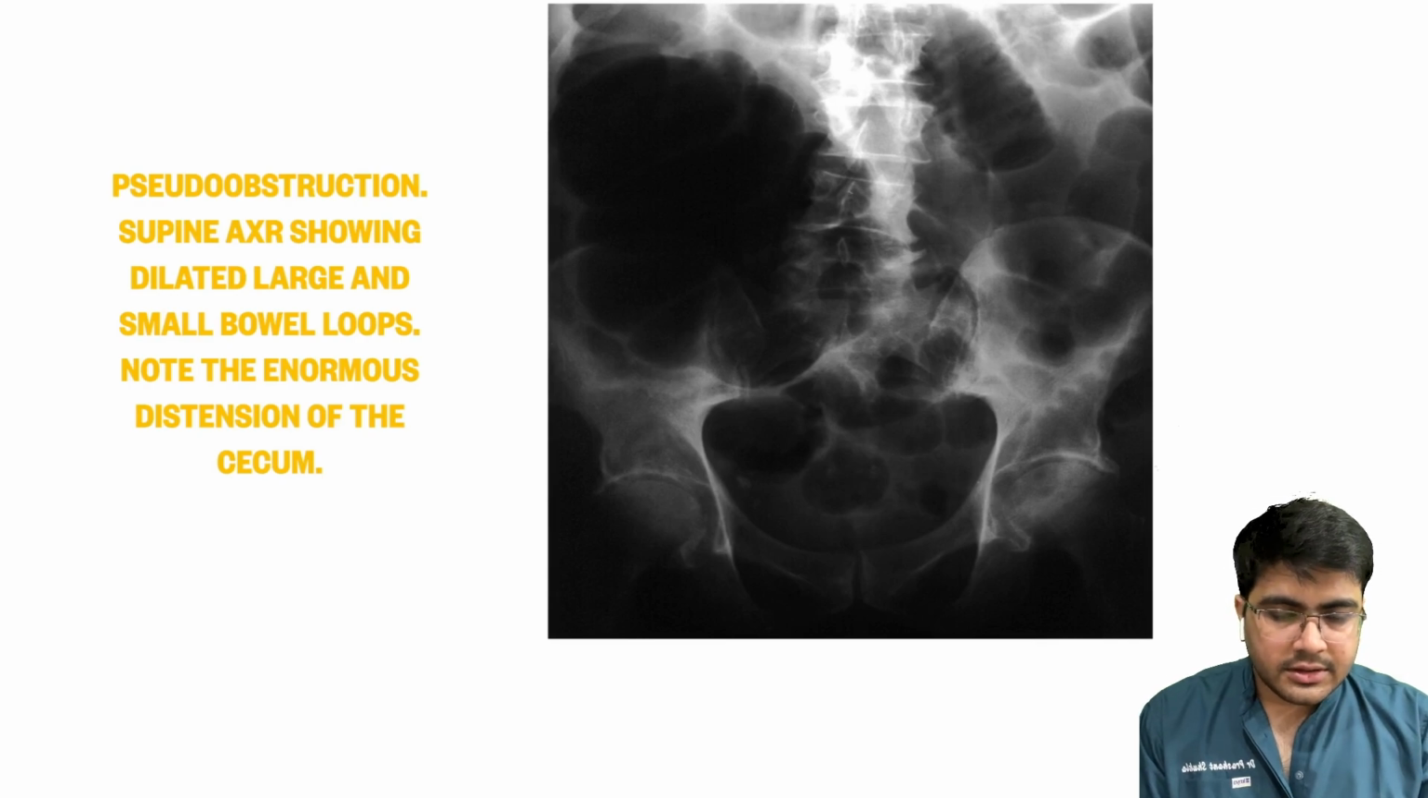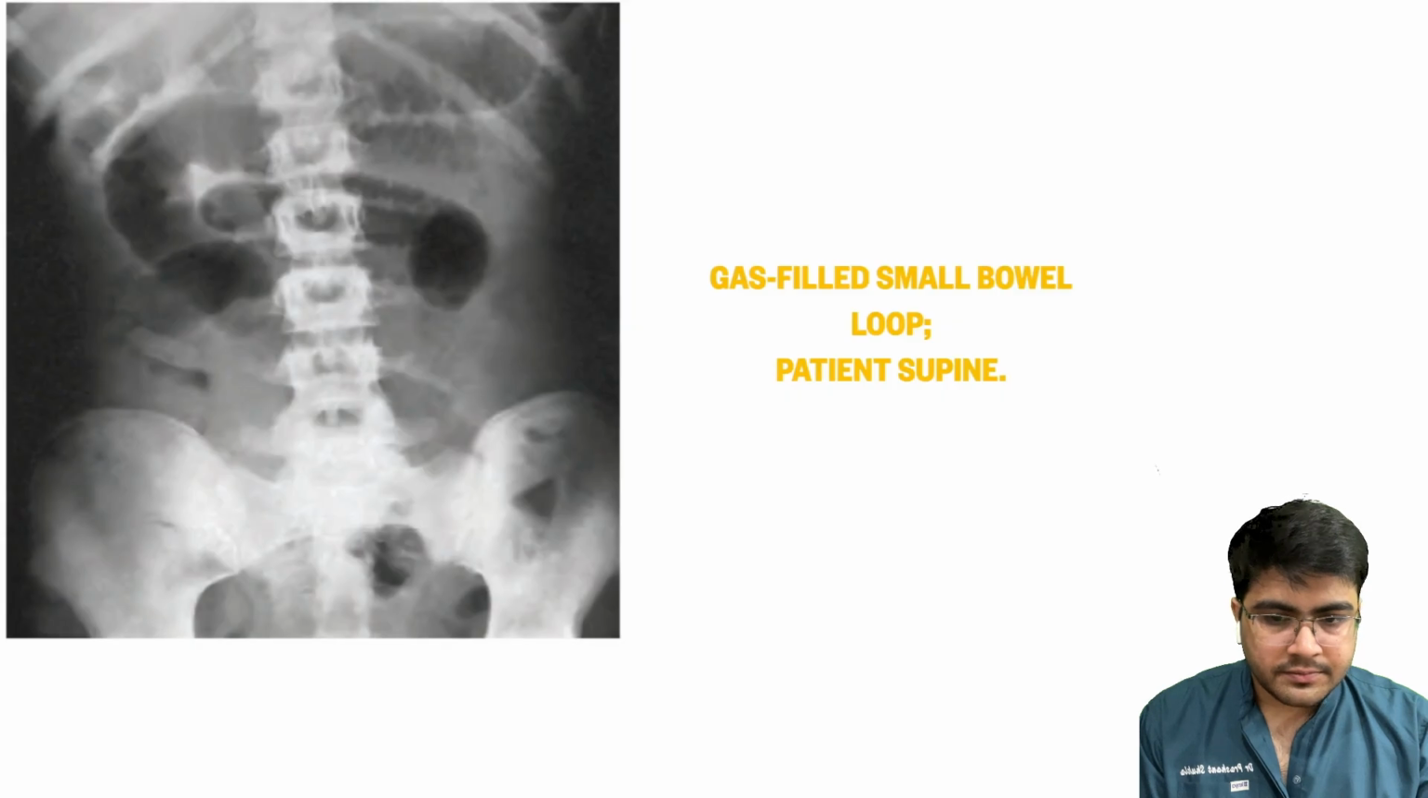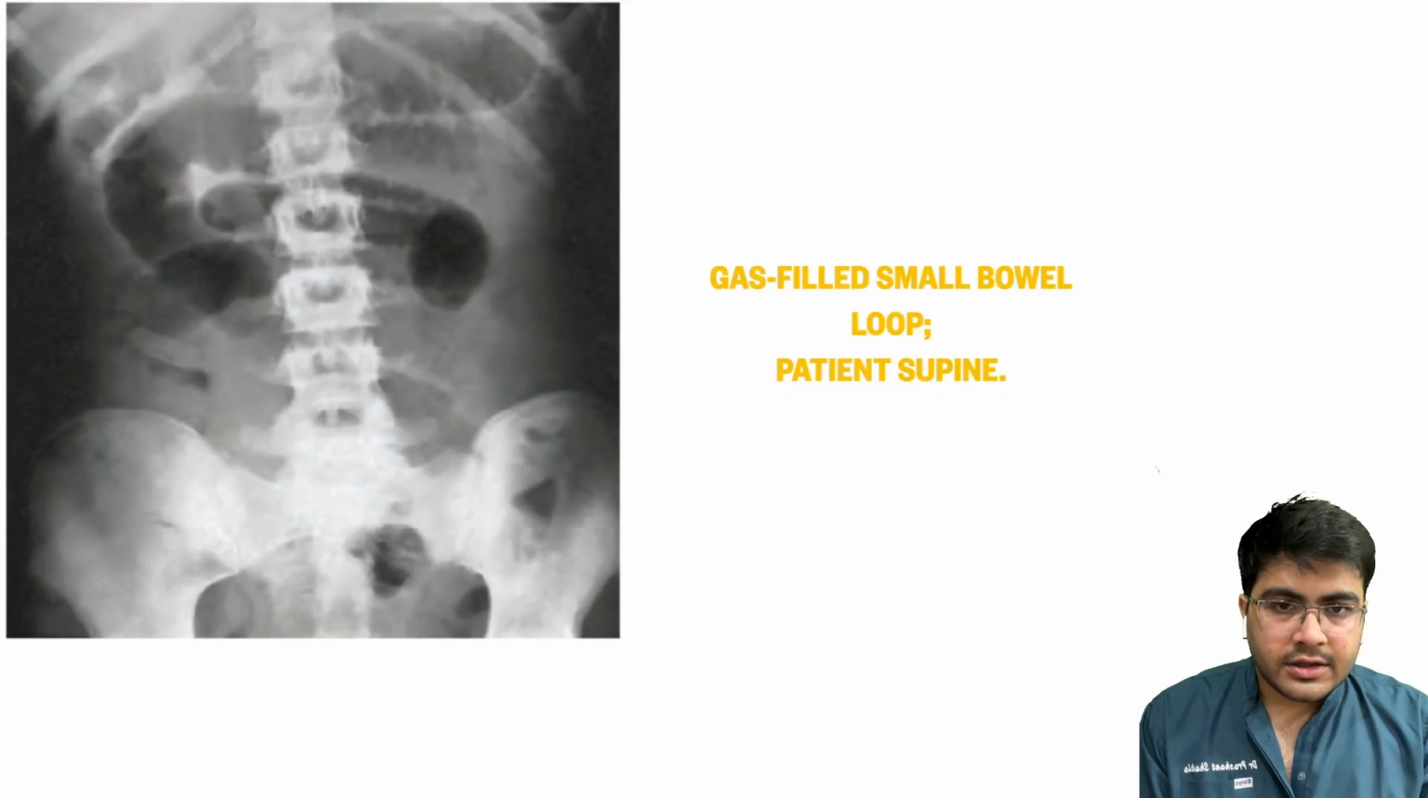So there's an entity known as Ogilvie syndrome or pseudo-obstruction. In a pseudo-obstruction, the supine X-ray shows dilated large and small bowel loops, and you can see the enormous distension of the cecum. So much distension is prone to perforation. So you need to be very careful about the management of this patient because there is so much distension. So finally, after the large bowel, we will move to the small bowel.